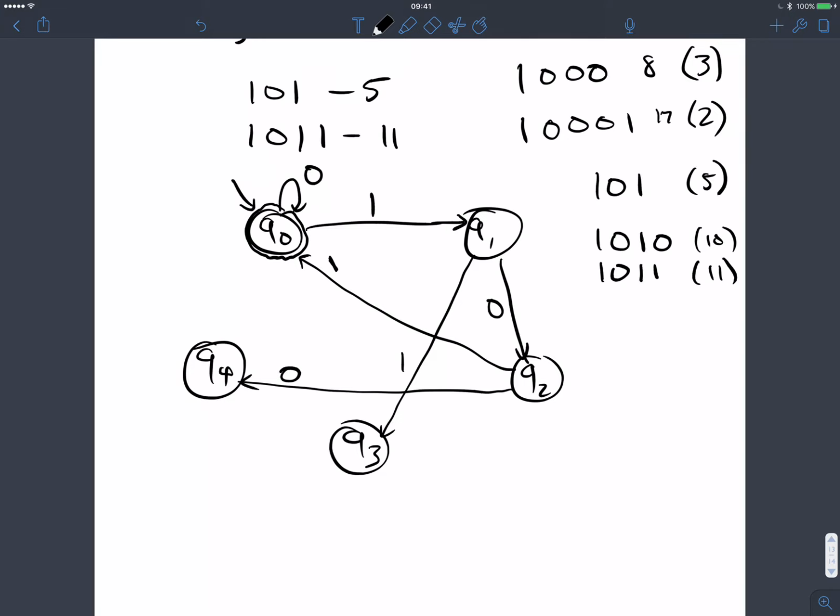Q3 on a 0, where am I going to go? Let's just be sure. Q3, so that means the current remainder is 3. Multiply by 2, the current remainder will now be 6. But now I got to mod it by 5 because it's over 5 to be 1. So now I got to go to Q1.